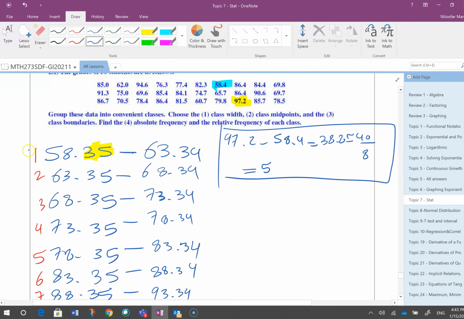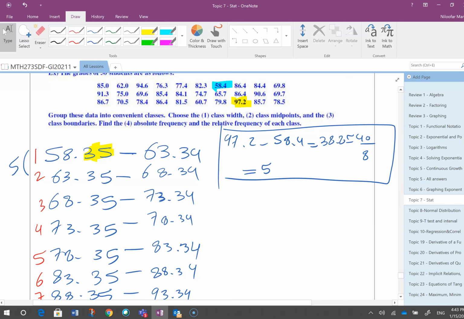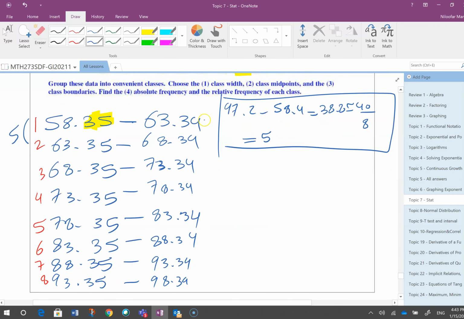So I jump 5 by 5. But because I have 1 decimal, now I go to 58.35. I have 58.4, so now I go to 58.35. When I have no decimal, I go to 1 decimal. Here I have 1 decimal, I go to 2 decimals. So look at here. From here to here is 4, 4, 4, 4. All of them 4 by 4.